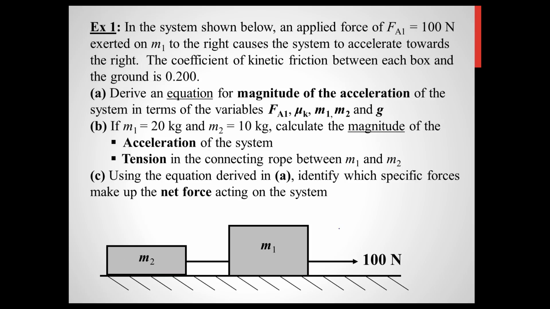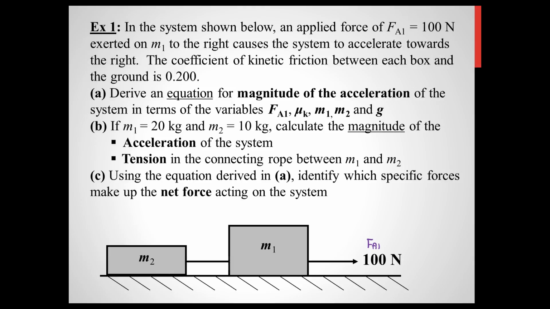All right, let's get into a pretty long example problem. So we're back to having a system. In this system, we have an applied force FA1 that is exerted on mass 1 towards the right. This 100 Newton force is FA1, and it causes the system to accelerate towards the right.